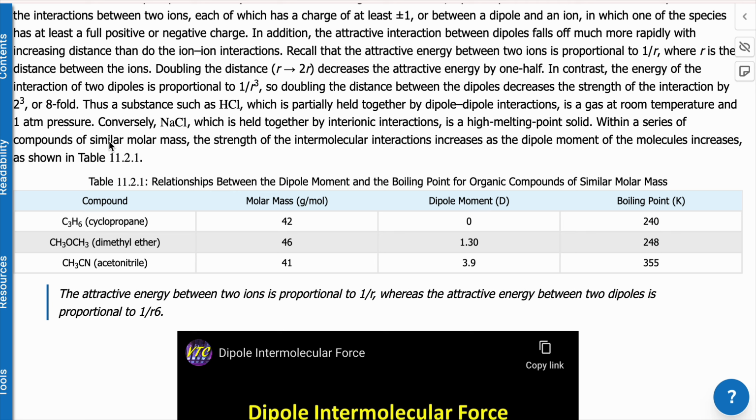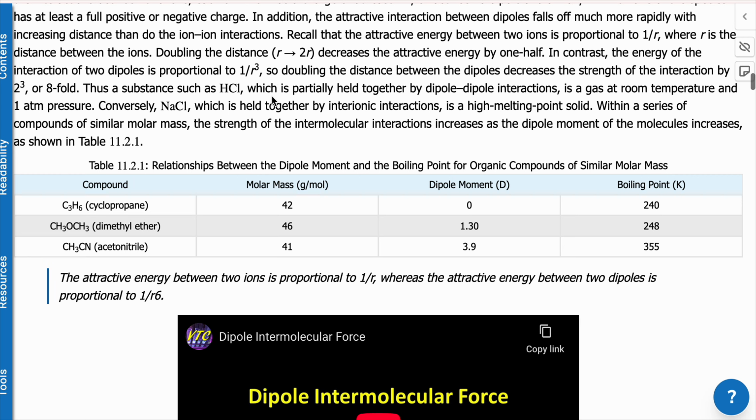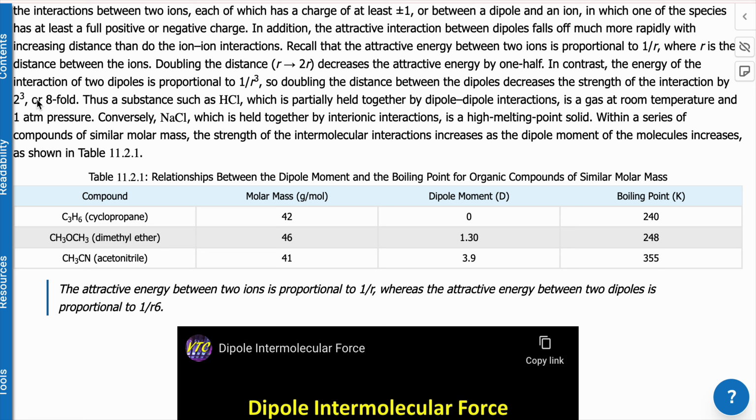Within a series, okay, let's study this. Doubling the distance decreases the attractive energy by 1/2. In contrast, the energy of the interaction of two dipoles is proportional to 1/r³. So doubling the distance between the dipoles decreases the strength of the interaction by 8-fold.